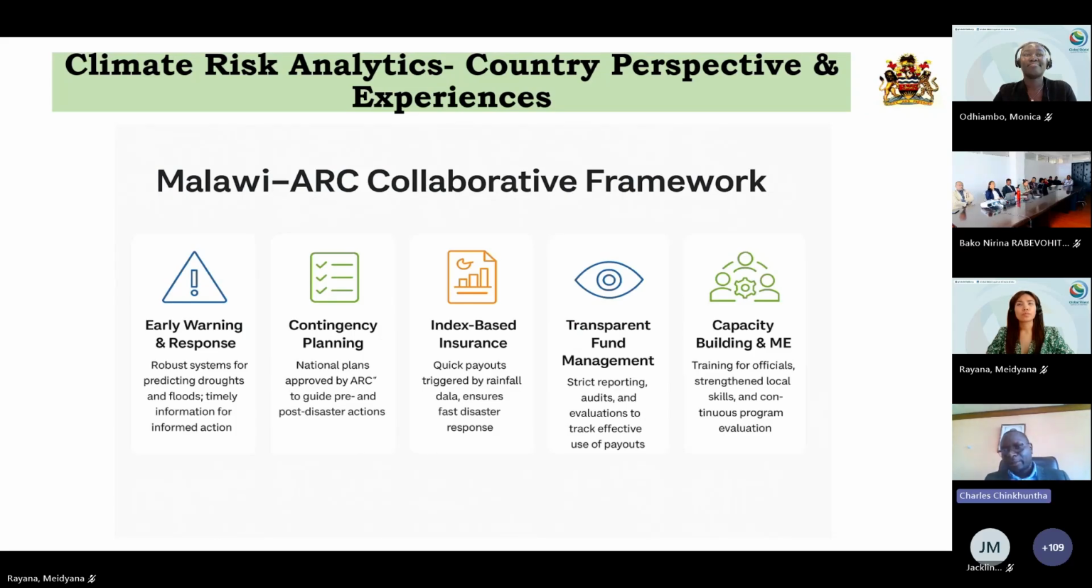So with this collaboration that we've had with ARC, briefly, what I can say is it enables early warning response, and it also helps with contingency planning. And as I've already said, it's an index-based insurance, and we have transparent funding mechanisms, and it also comes with capacity building. So it's both ARC and ourselves building the capacity in climate risk analytics, which we have done together, and we have come up with a system that is well structured and sustainable.